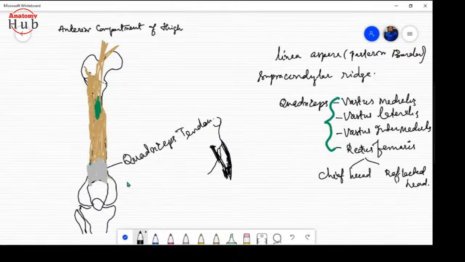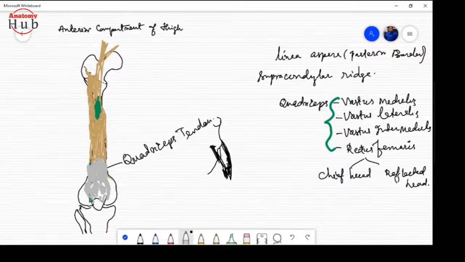Okay, so this quadriceps tendon attaches to the base of the patella. But here you have to note one thing. What is that? This quadriceps tendon, when it runs downward, covers the patella. Here you can see the patella, it covers that, and the anterior surface of the patella also. Then it runs downward.